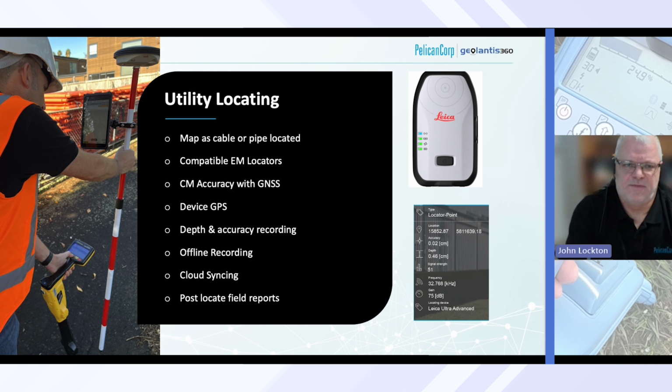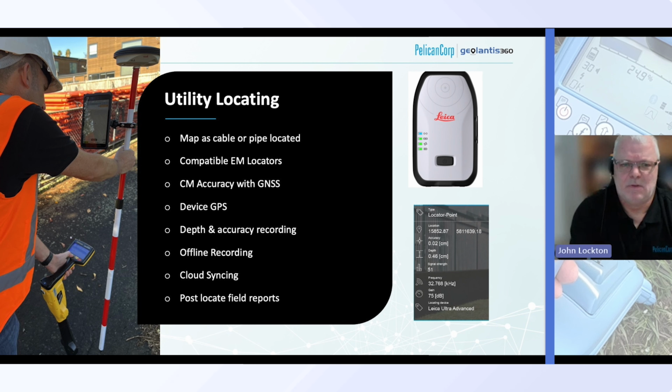So this short session focuses more from the utility locating point of view and getting that information accessible via locators. So what's the focus here? Really, it's how do we map the pipes and cables that locators locate? How do we better do that? How do we enable that?